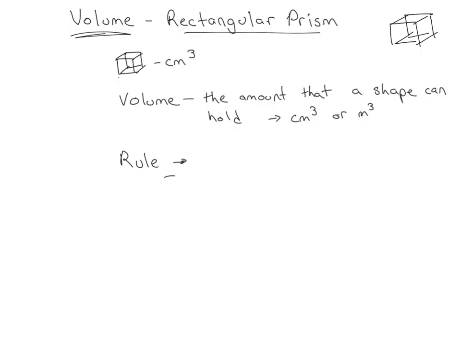Volume is simply how much a shape can hold. And usually we use units like centimeters cubed. Centimeters cubed are just little boxes that are 1 centimeter wide, 1 centimeter deep, and 1 centimeter tall, and we call it a centimeter cube. We just put those in the box and we count how many it takes to fill it up. So that's essentially what we're trying to do here. How do we calculate volumes of rectangular prisms, or how do we calculate the volume of boxes?